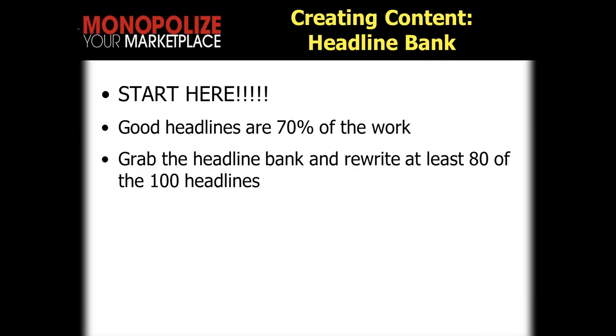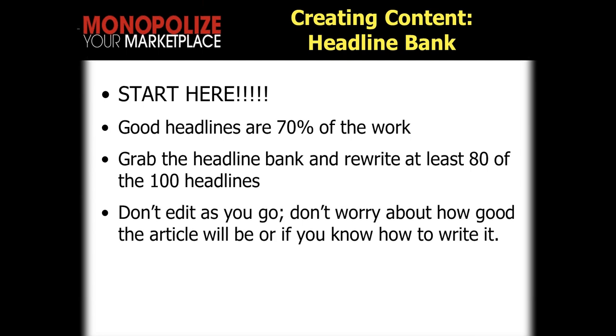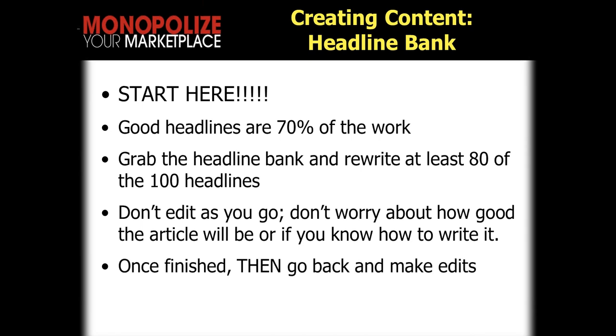So grab the headline bank and rewrite at least 80 of the 100 headlines. Don't edit as you go. Don't worry about how good the article will be or if you know how to write it. Just write the dumb headline. That's all I'm asking you to do. Once you're finished, then go back and make those edits and say, well, this isn't going to be a very good topic, so throw it out. Or I don't know enough about this, so throw it out. Or go research it, whatever, okay?